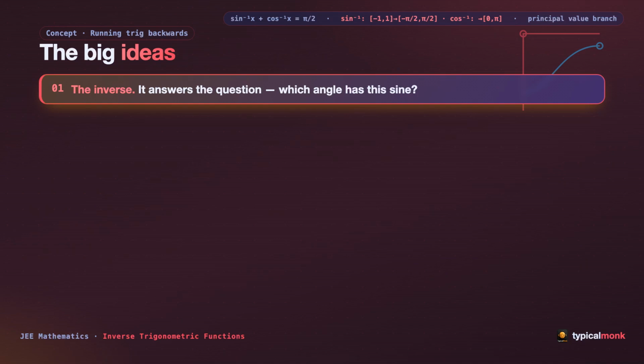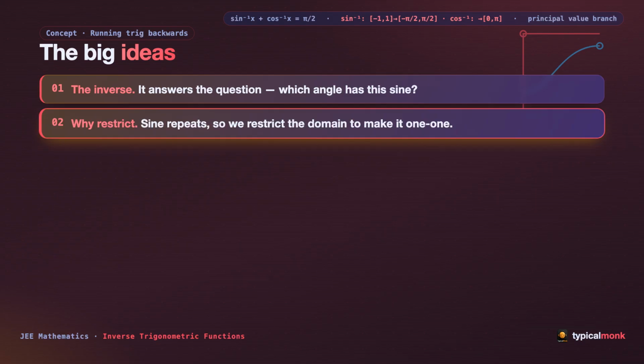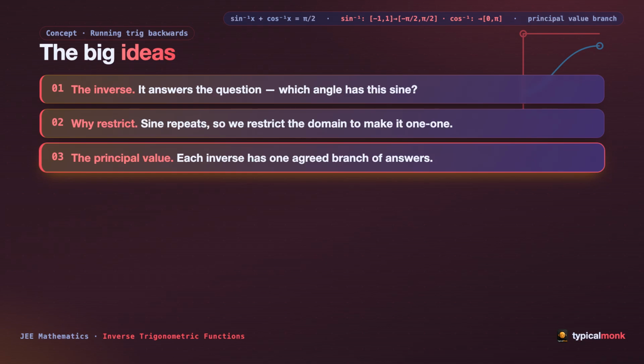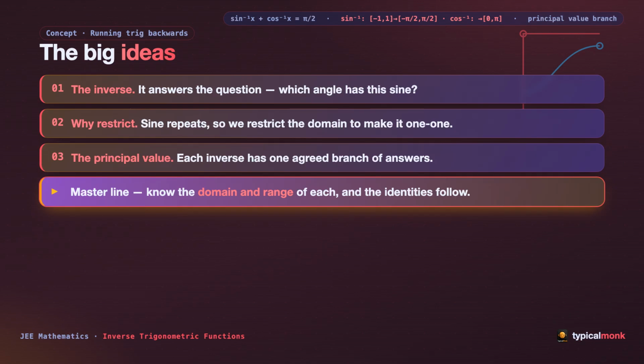The inverse. It answers a single question. Which angle has this sine? Why restrict? Sine repeats itself, so we restrict its domain to make it one-to-one, and only then can we invert it. The principal value. Each inverse has one agreed branch of answers. Its principal value. Master line. Know the domain and range of each, and all the identities follow.